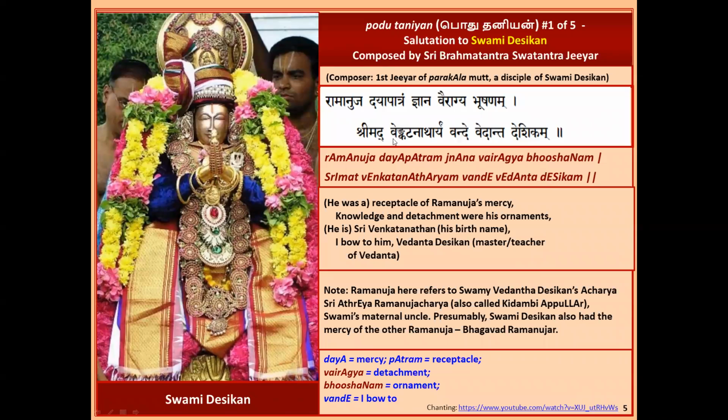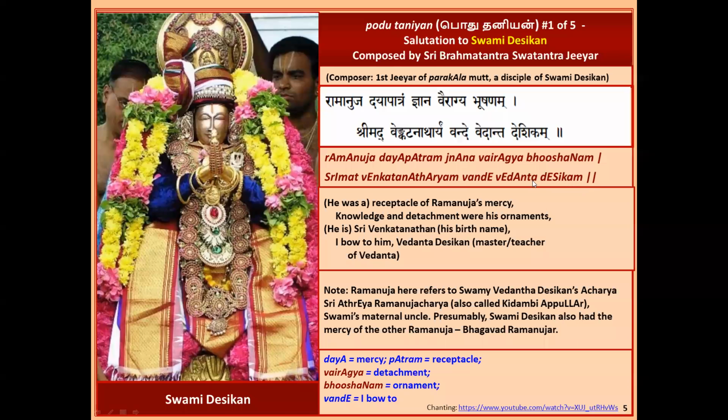Anyway, this is a salutation to Swami Deshikan. The last part is easy to understand. Vande, I bow to Vedanta Deshikam. I bow to Swami Vedanta Desikan. That's how it ends. But he's also known as Venkatanathan. So you can see that he's known as Srimad Venkatanatharyam. It simply mentions the other name for him, Srimad Venkatanatharyam, Vande Vedanta Deshikam.